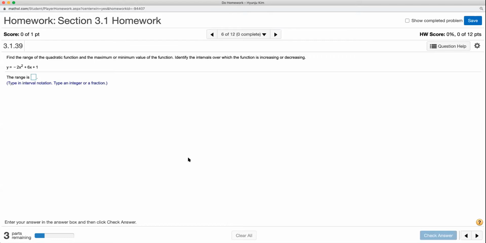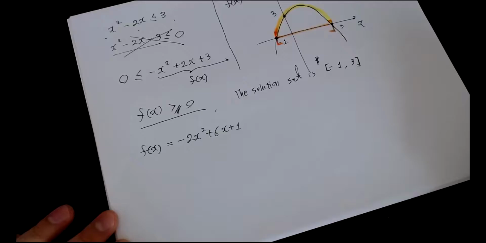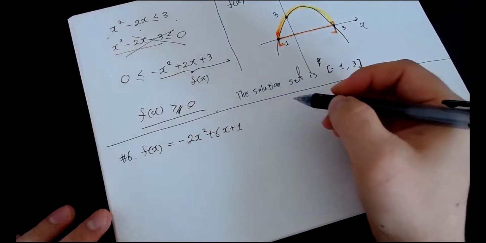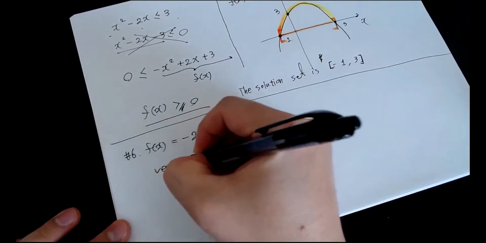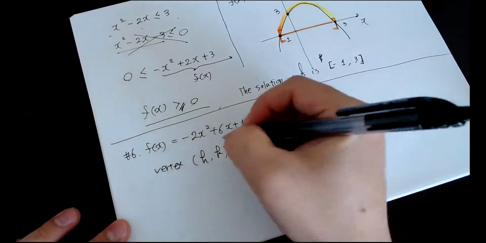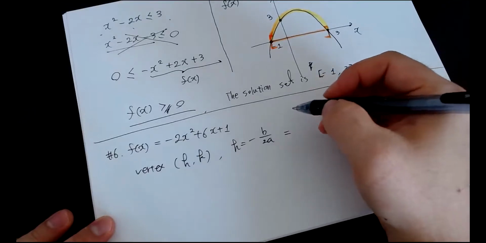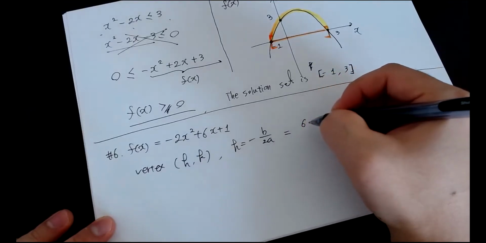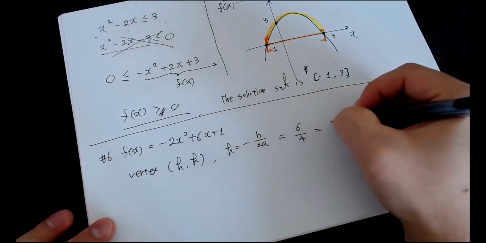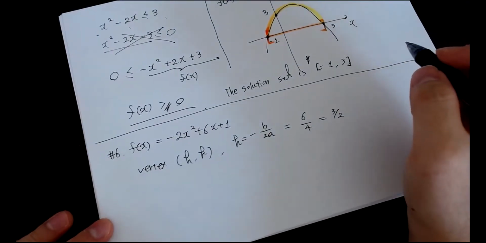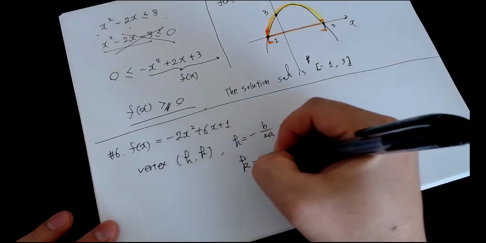Okay, let me use f of x instead of y. f of x is negative 2x squared plus 6x plus 1. This is problem number 6. Then the vertex is h comma k, right? Here h is negative b over 2a. b is 6 and a is negative 2, so we get 6 over 4, which is 3/2. Then k is going to be f of 3/2.